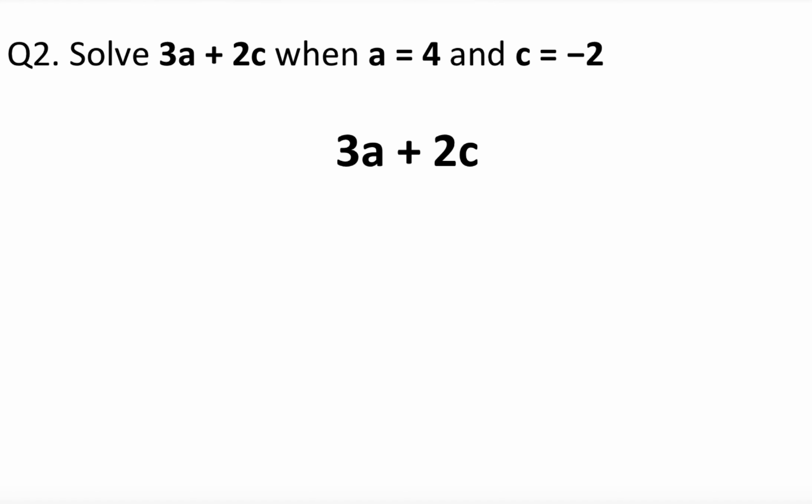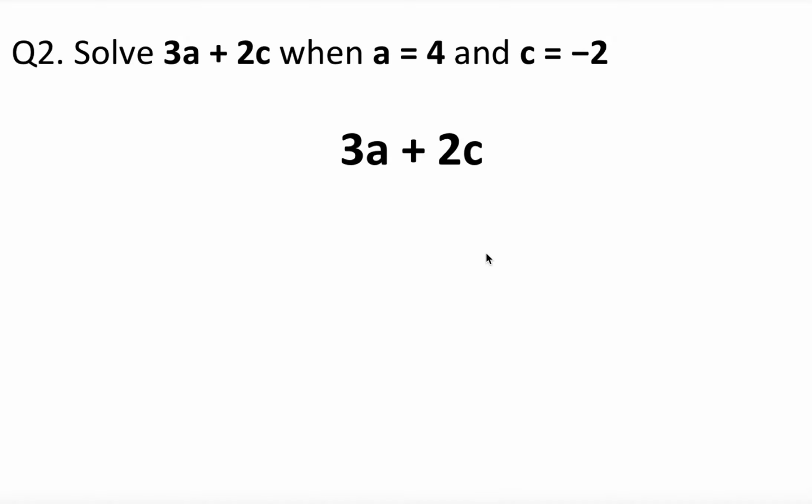Right, solve 3a plus 2c, and we've been given the values of a and c. So basically, we've got 3a, and a equals 4. So that would be 3 times 4, as we're replacing the a with a 4, plus 2, and what is c? It's 2 times minus 2.